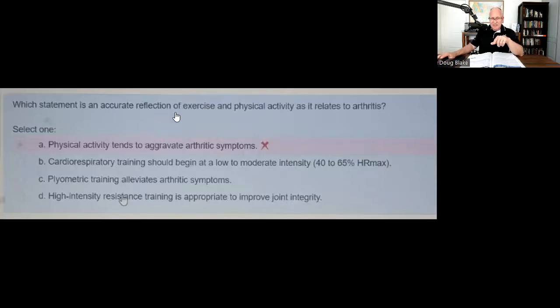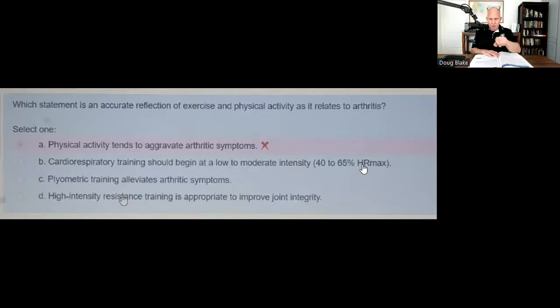In this case, now you can go back to chapter 23 and actually look in this chapter, in this particular table, and now you can see why the correct answer is B. Cardiorespiratory training should begin at a low to moderate intensity, 40 to 65% max heart rate. So there's nothing wrong with the question. The question is absolutely fine. And that's why I want to refer you back. The goal here, this is the tip. This is what the video is designed for, to give you this tip to help you understand. It's not about the question.